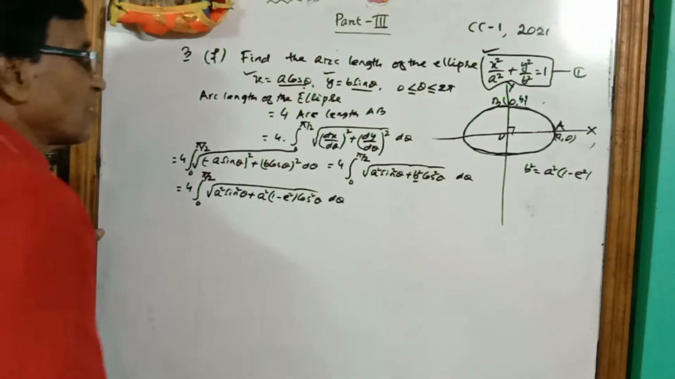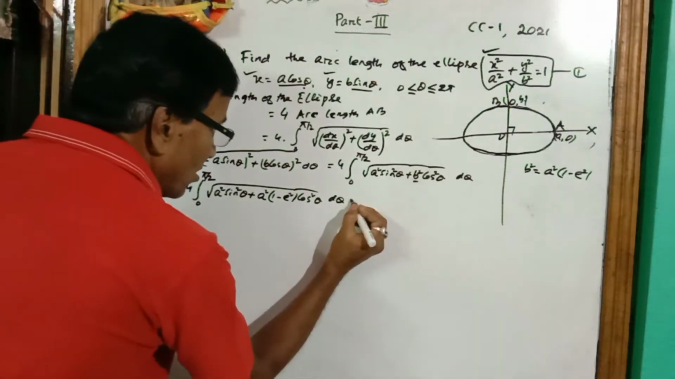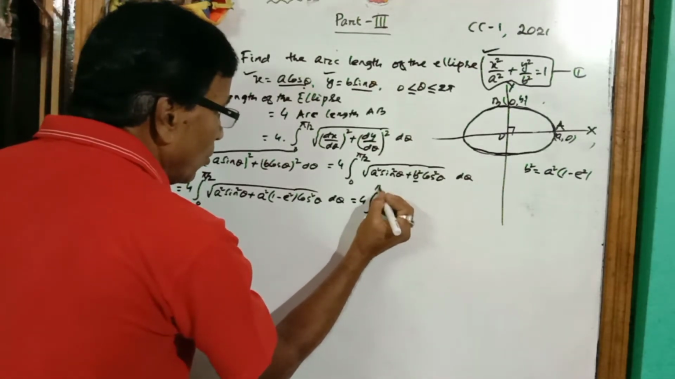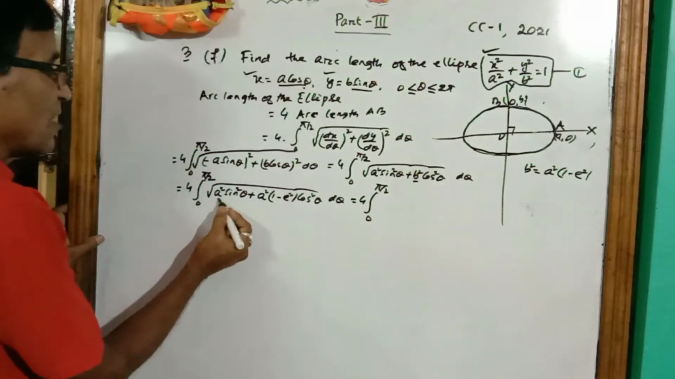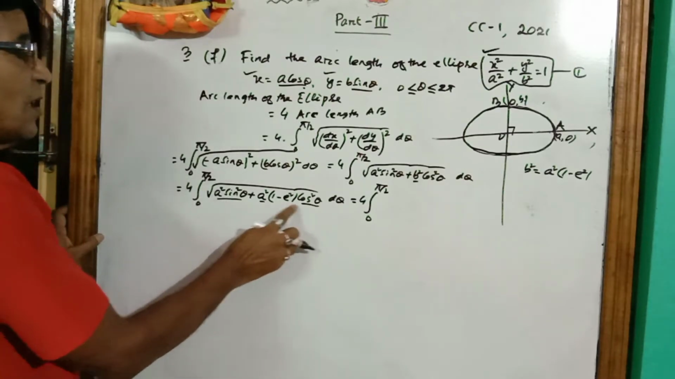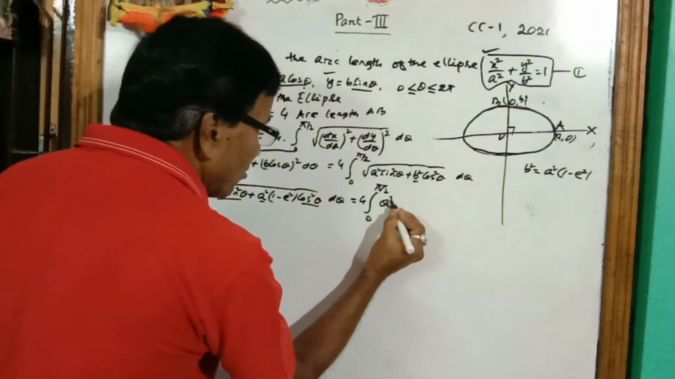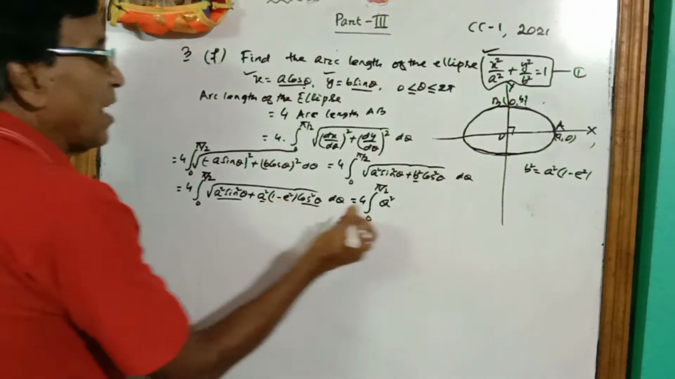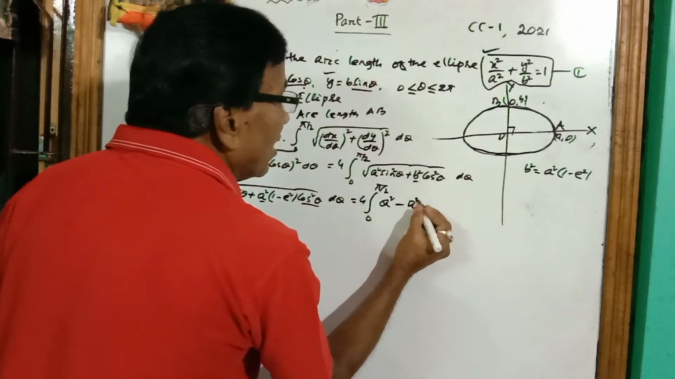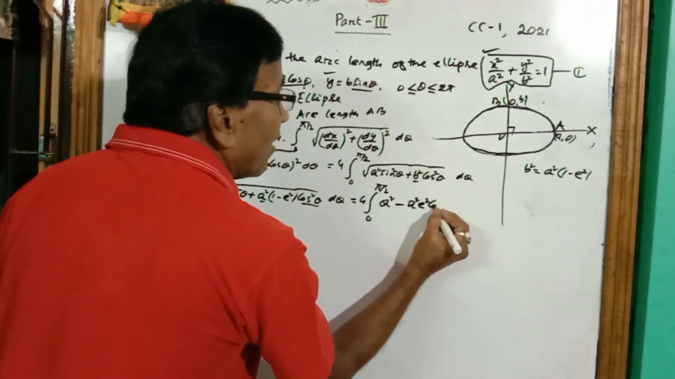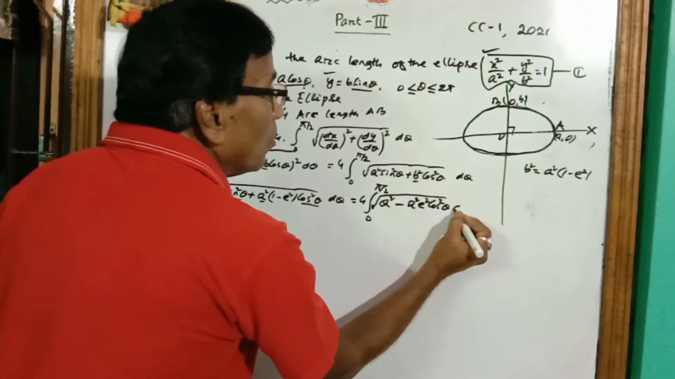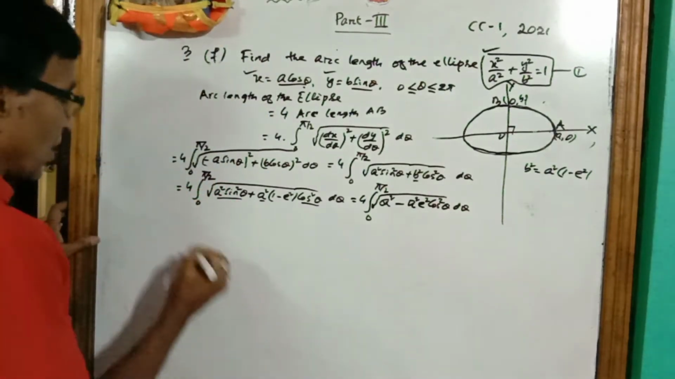Now on further simplification, it is equal to 4 into definite integration 0 to pi by 2. It is a squared sin squared theta plus a squared cos squared theta, so that is equal to a squared minus a squared e squared cos squared theta, its square root with respect to theta.